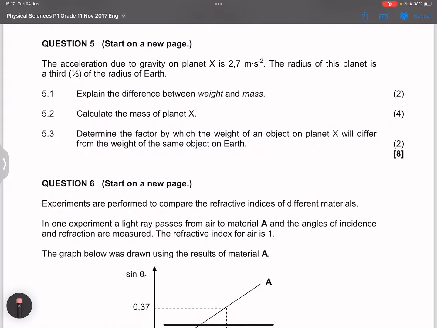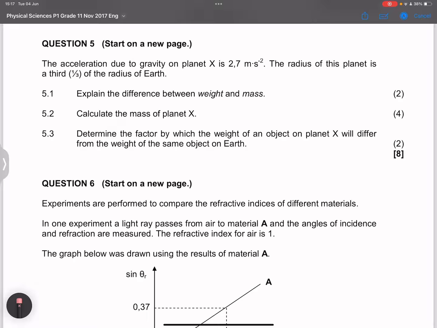So weight is the measure of the force of attraction that the Earth exerts on a body. And we know that mass is the measure of a body's inertia, or we can say that mass is the measure of the amount of matter in a substance. Right, so let's go to the next question. They say to us, calculate the mass of planet X.